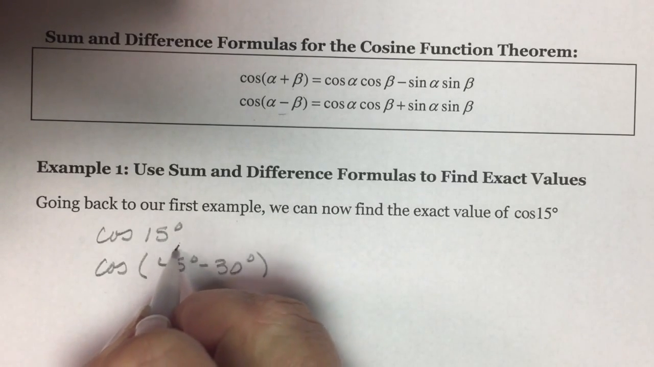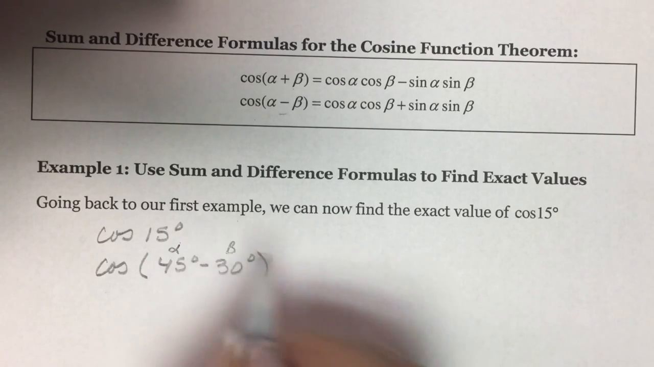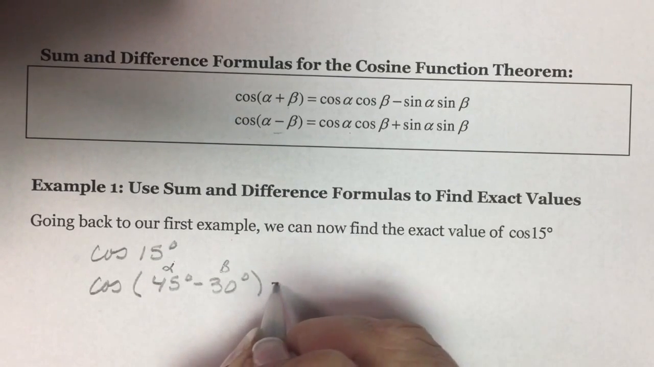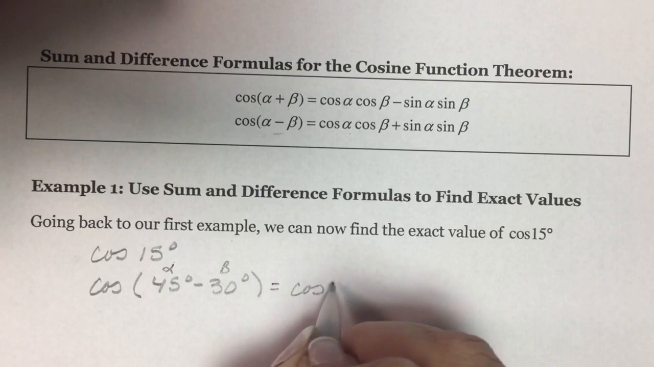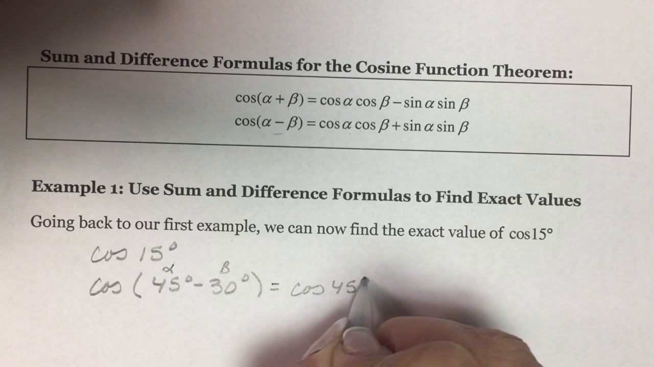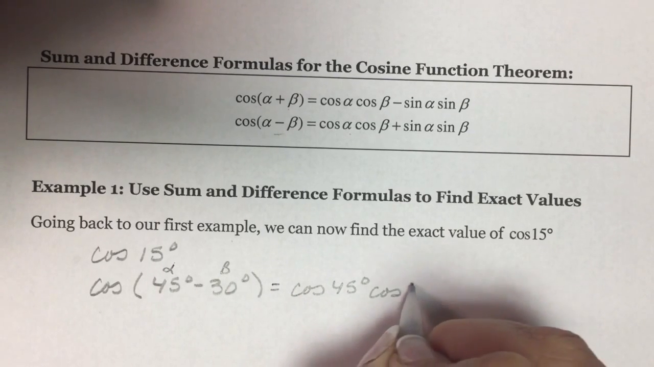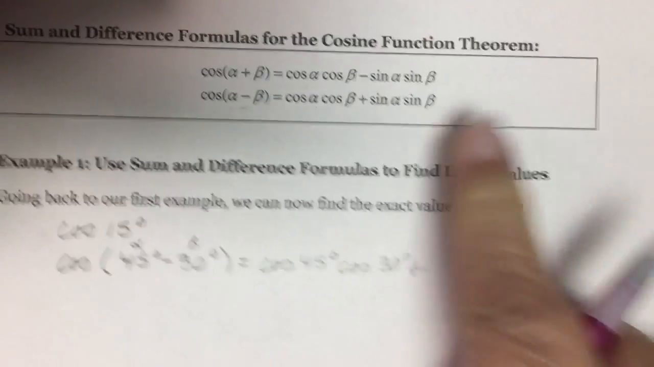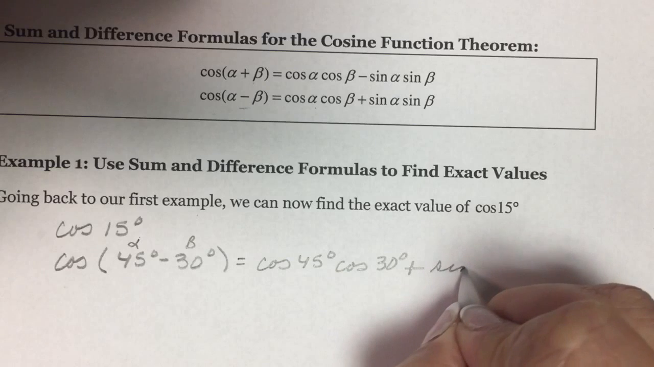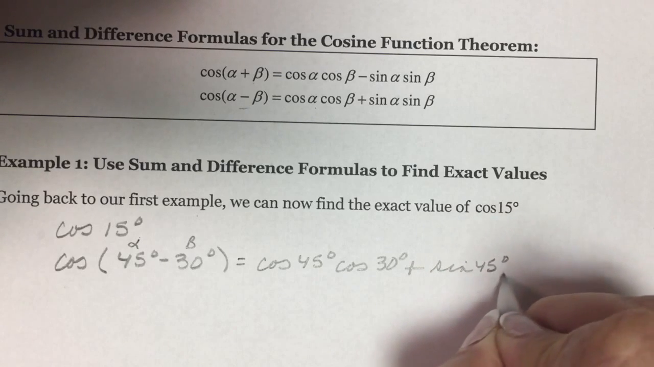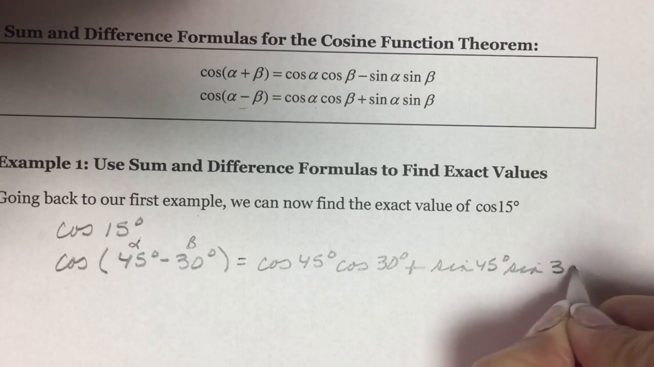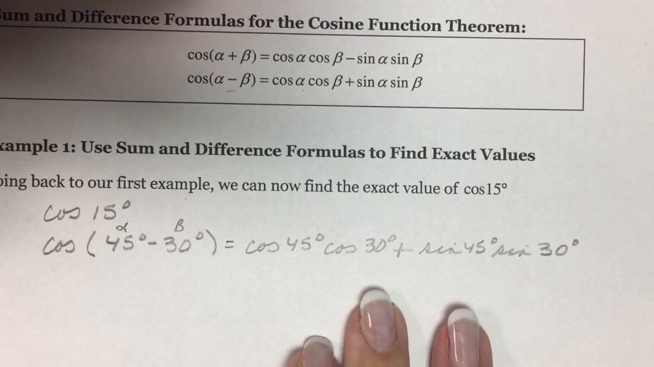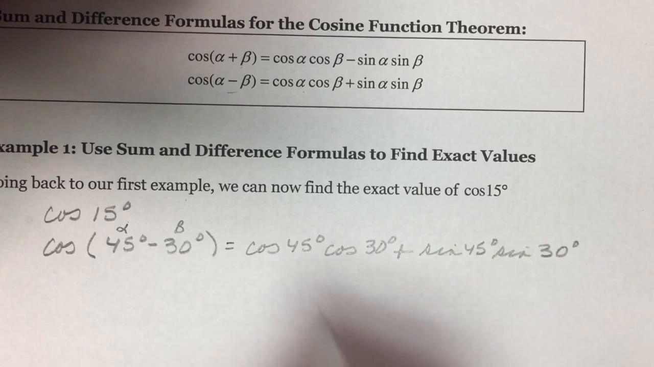So this is my alpha and this is my beta when I use this identity right here. So this is going to be the cosine of 45 degrees times the cosine of 30 degrees plus, so I'm just following the second identity, the sine of 45 degrees times the sine of 30 degrees. So once you have that, it's really just simply plug and chug.